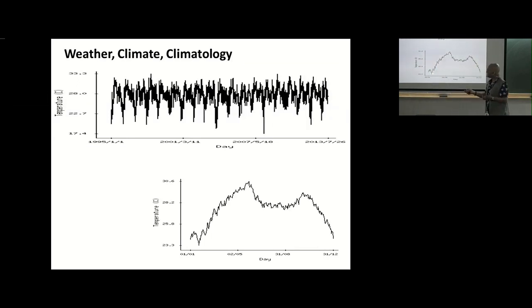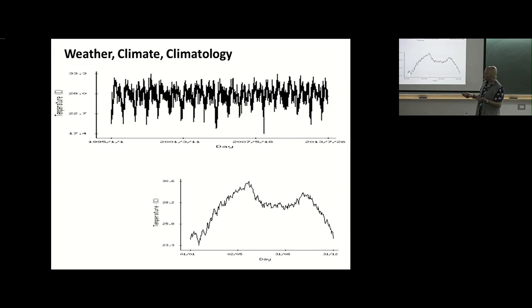Or you can make it a smoother one. Here it is showing the same thing, but it is averaging now, not plotting every day. It's averaged the temperatures over, let's say, every week for the whole year. And now you can see more clearly that there are two peaks in temperature.